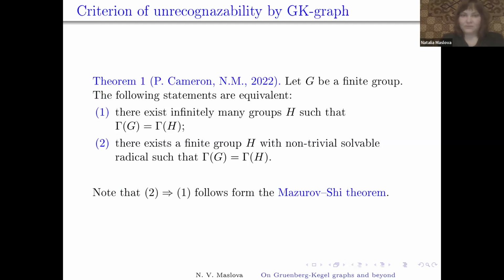And what about recognition by Gruenberg-Kegel graph? We were very lucky to prove that almost the same follows for Gruenberg-Kegel graphs. A finite group is unrecognizable by Gruenberg-Kegel graph if and only if there exists a finite group with non-trivial soluble radical and the same Gruenberg-Kegel graph as our group. Of course, from 2 to 1, it follows from the Mazurov-Shchitt theorem. But from 1 to 2, this is a rather tricky and nice proof.